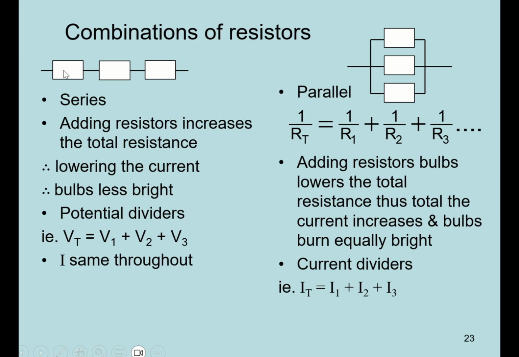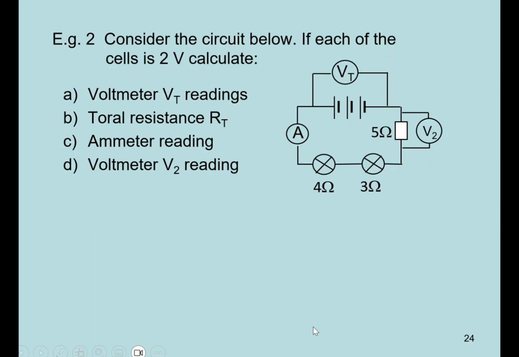Whereas here, there's only one pathway, so the current is everywhere the same. And here, the voltage is everywhere the same. Let's practice 2 calculations. Here we have a series circuit. And the voltmeters, if you're building a circuit, always build the circuit first and then add the voltmeters afterwards. They are connected in 2 places, they're in parallel. Now, if each of the cells is 2 volts, calculate the following.